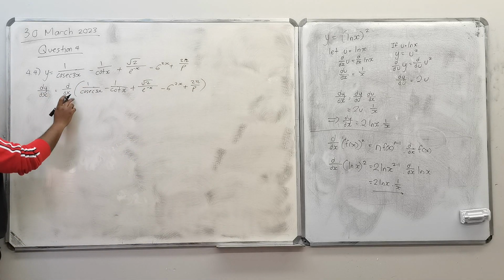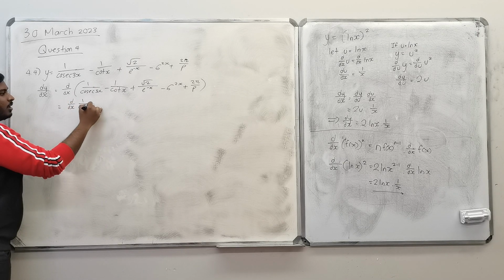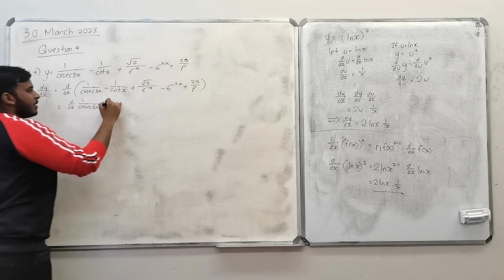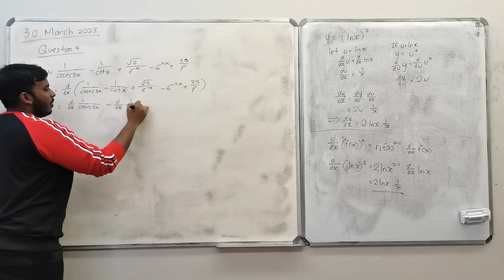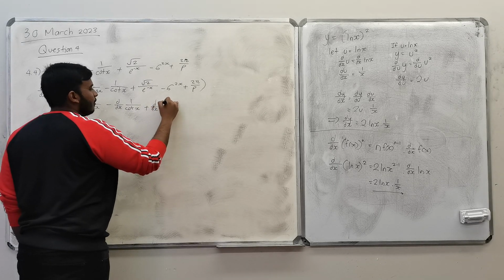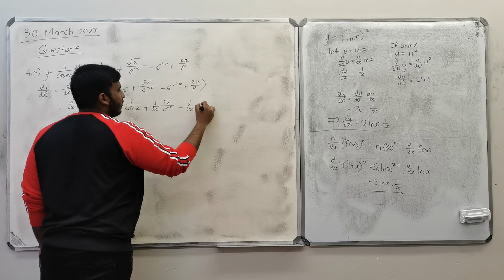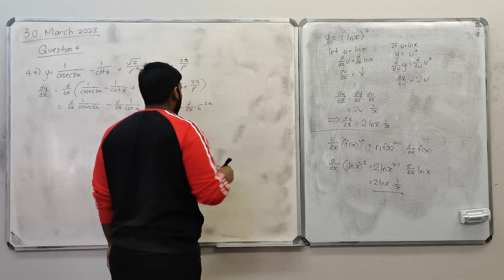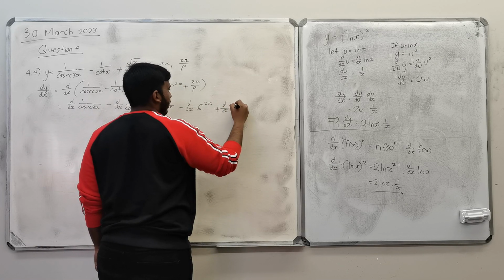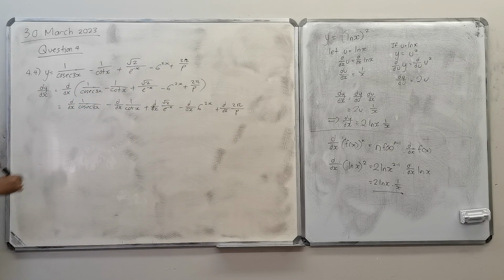And remember with this, you'll derive each term. So you're taking d over dx of 1 over cosec 3x, minus d over dx of 1 over cot x, plus d over dx of root 2 over e to the minus x, minus d over dx of 6 to the power 2x, plus d over dx of 2 pi over p.